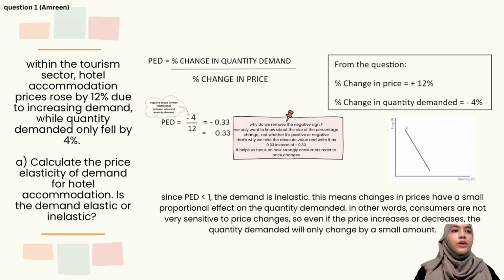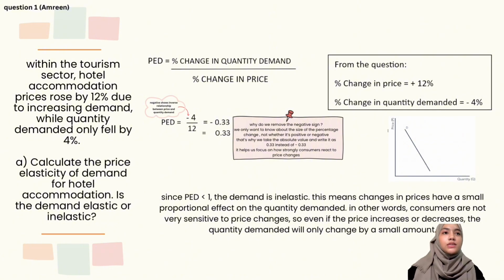So the first question is, within the tourism sector, hotel accommodation price rose by 12% due to increasing demand, while quantity demanded only fell by 4%. Question A is, calculate the price elasticity of demand for hotel accommodation. Is the demand inelastic or elastic?